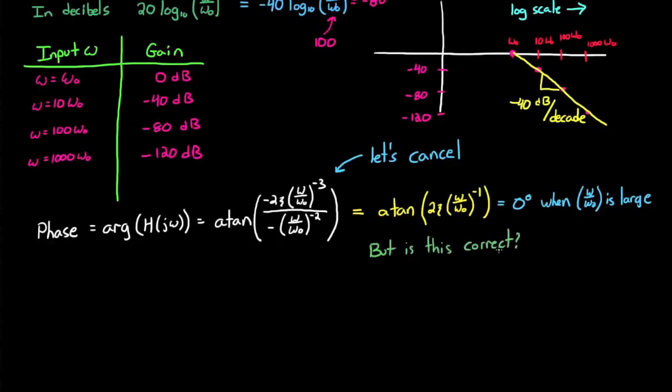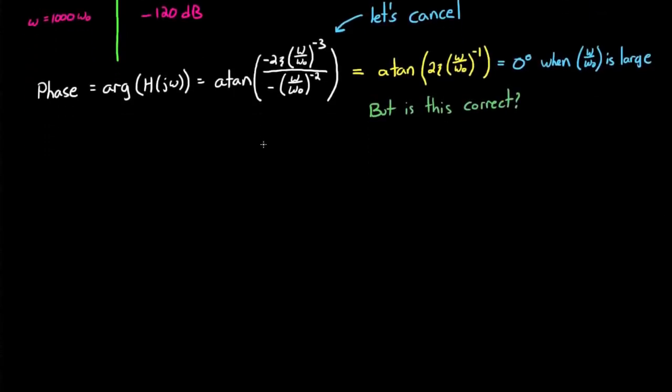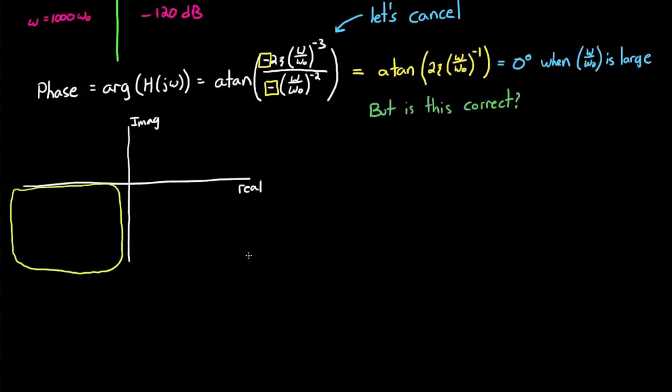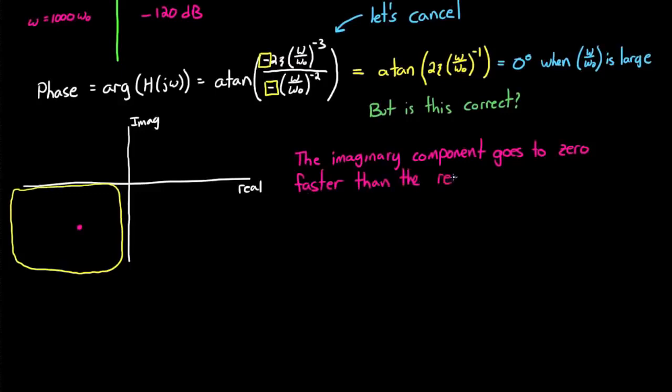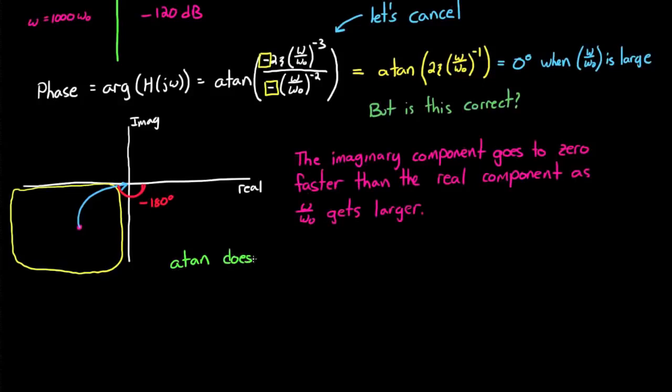Well, no, it isn't. Remember, both the real and imaginary components are negative. Therefore, on a real imaginary plane, you'd expect the point to lie somewhere in this quadrant. And since the imaginary component goes to 0 faster than the real component as omega over omega naught gets larger, we'd expect the point to converge on the origin from the direction of the negative real line. And the argument of this point is minus 180 degrees, not 0 degrees.